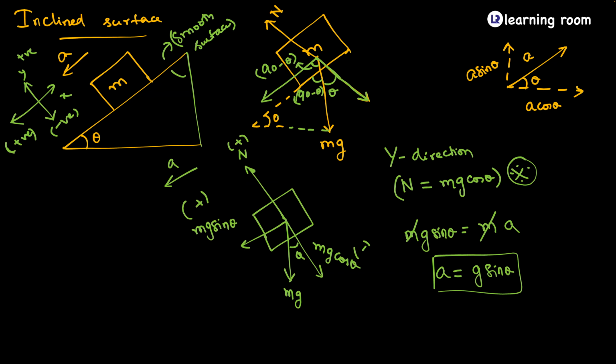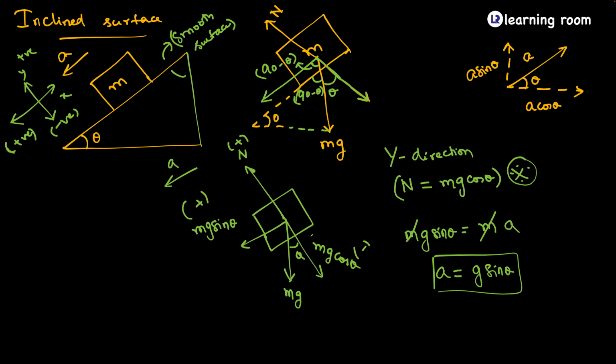Do you guys remember the concept? What did I tell you? When you take an object and place it on the inclined surface, what are all the points that we need to keep in mind? When you draw the free body diagram, Mg is going to be downwards. Mg can be resolved into two perpendicular components: Mg cos theta and Mg sin theta. Then the normal force is perpendicular to the surface itself.